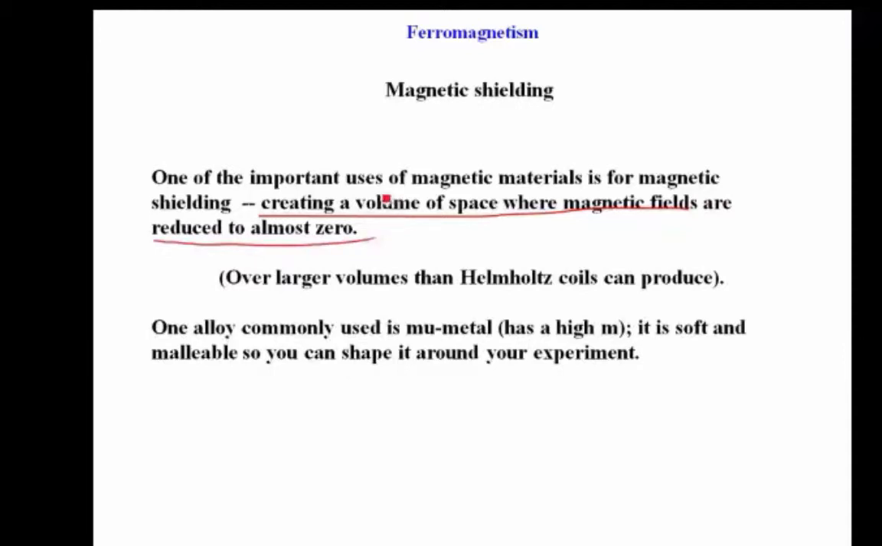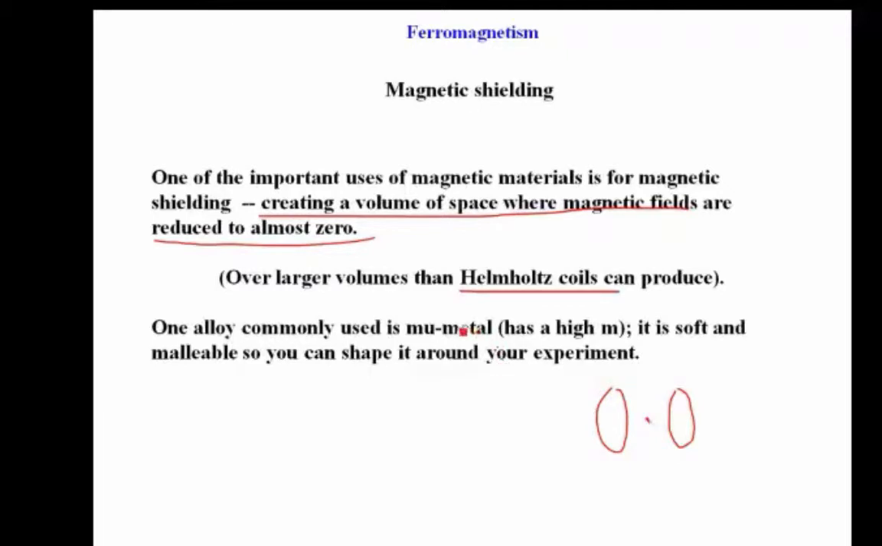The advantage of using these is you can do this over a larger volume than Helmholtz coils, which we've talked about before. With the Helmholtz coils, you have these two coils like this, and you run opposite currents through them so that the field right in the center is zero. So this one cancels this one to give you zero.